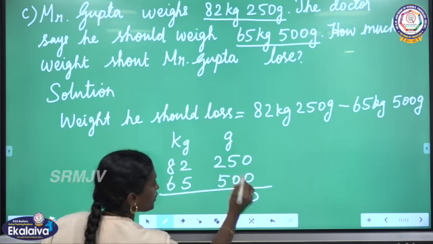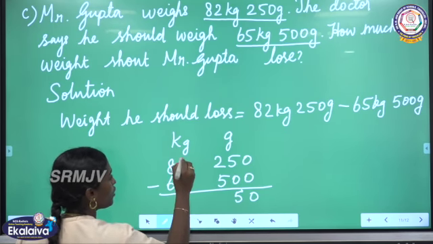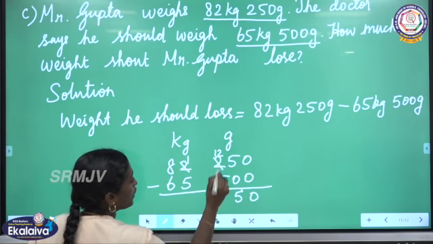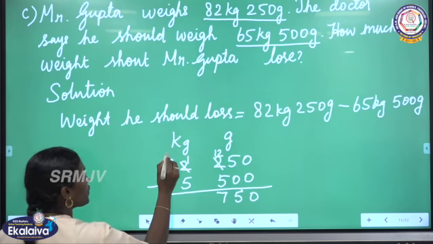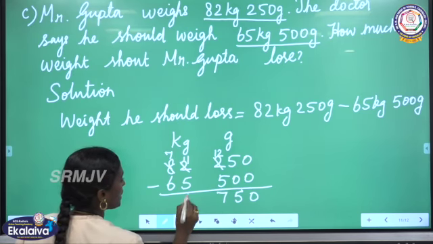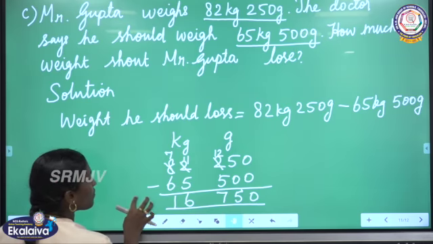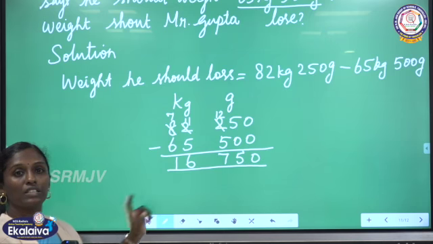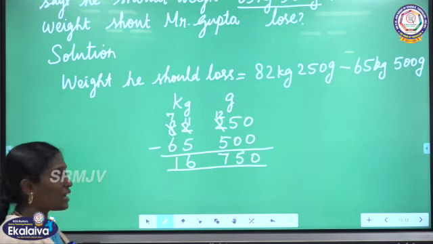Here 0 minus 0, 0. 5 minus 0, 5. Here 2 minus 5, we can't do the subtraction. So we have to borrow from the next number. 2 will become 1. This 2 will become 12. 12 minus 5, 7. Here 1 minus 5, we can't do the subtraction. So we have to borrow from 8. 8 will become 7. 1 will become 11. 11 minus 5, 6. 7 minus 6, 1. So 16 kilogram and 750 gram. Mr. Gupta should lose 16 kilogram and 750 gram to reach 65 kilogram and 500 gram.